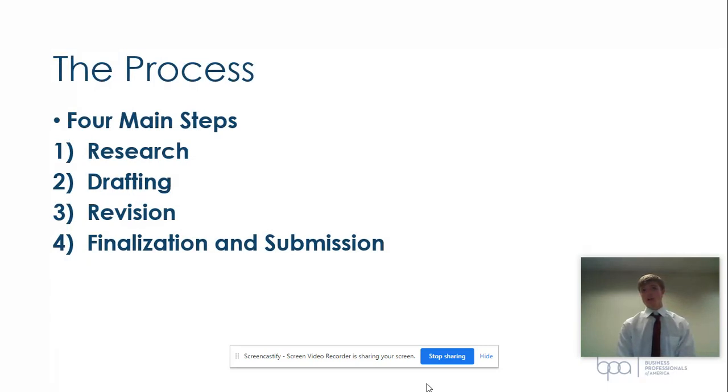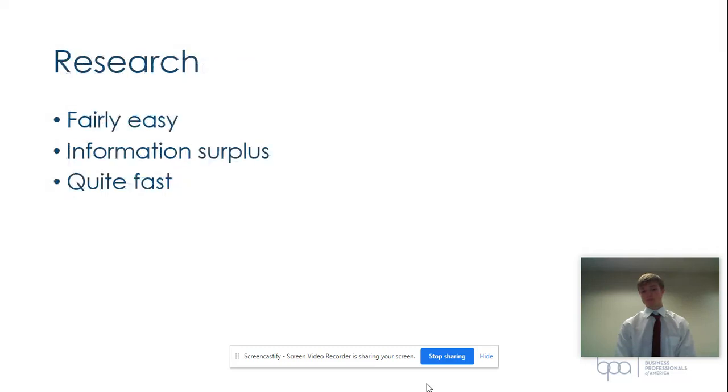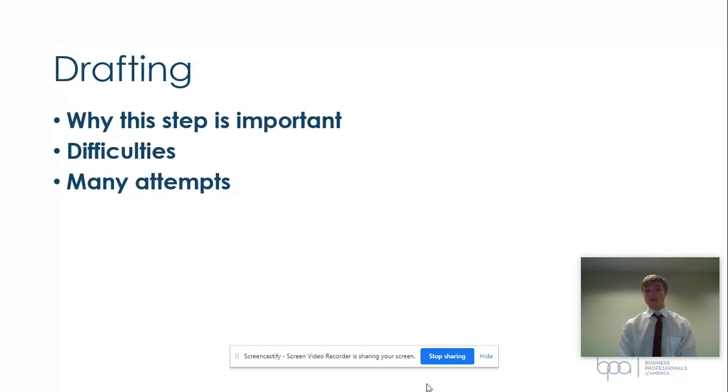The process of writing the paper really can be broken down into 4 steps. They are research, drafting, revision, and finalization and submission. The research was quite easy. There are so many different sources right now that have published either articles or studies about relief and the happenings during the pandemic. There was really just a surplus, and it made the research process very streamlined and fast.